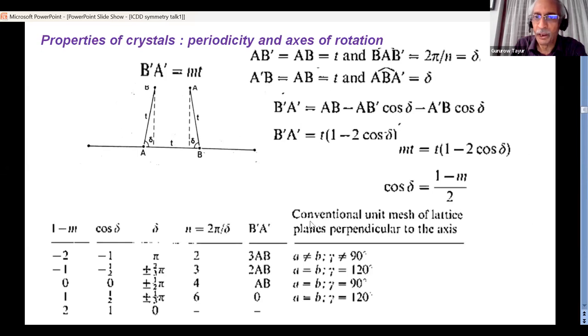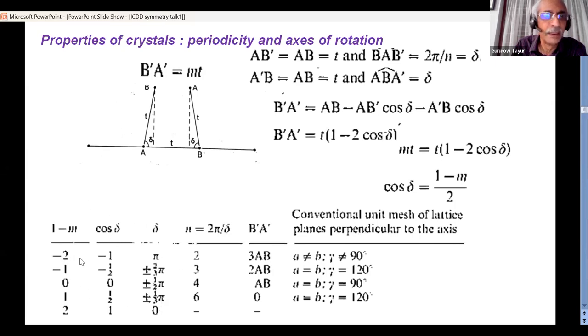That means we cannot have all kinds of values. This is a cosine function. And we cannot have all kinds of values to end up with m being an integer. For example, m can take only these many values, minus 2, minus 1, 0, 1, and 2. The corresponding cosine delta will be this, and the delta values are these.